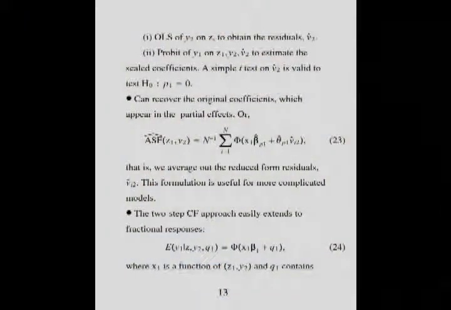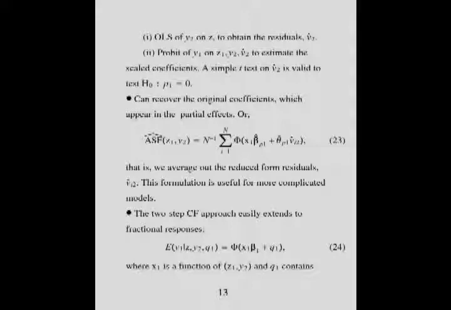So the two-step method in this case, the control function approach, is to get the residuals from this linear reduced form and then do a probit where you add these residuals, and again, this controls for the endogeneity of y2. The nice feature of this procedure is that, like in the linear case, it gives you a simple test for endogeneity. And in fact, the test is valid quite generally.